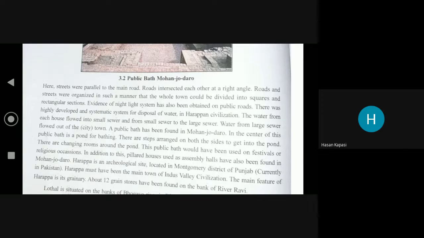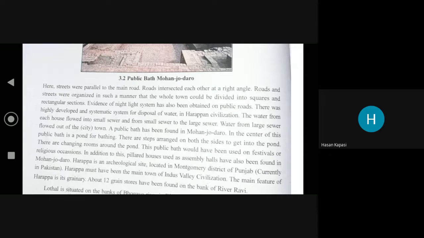Now, who will tell the next one? Why were the houses divided into squares and rectangular sections? Today's houses, if we see, some are triangle shaped, some are hexagonal, according to the area which they can purchase. But these houses were divided into squares and rectangular sections. All the houses were divided into squares and rectangular sections.